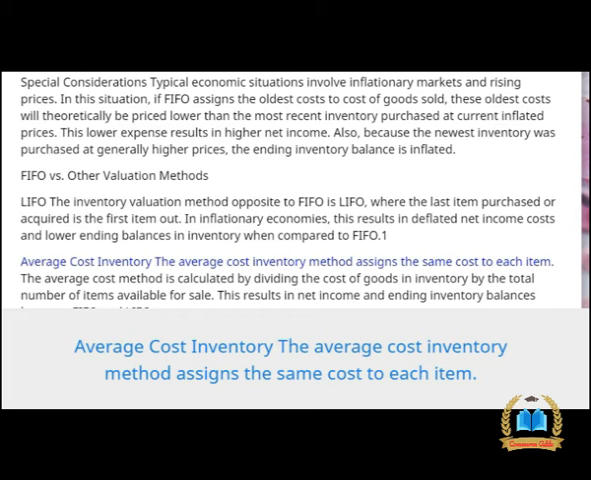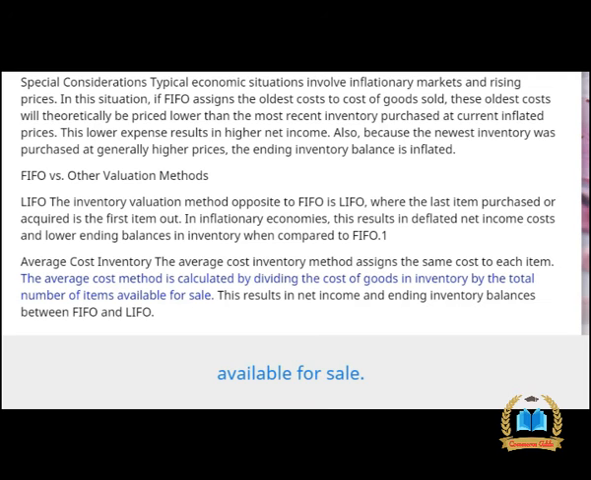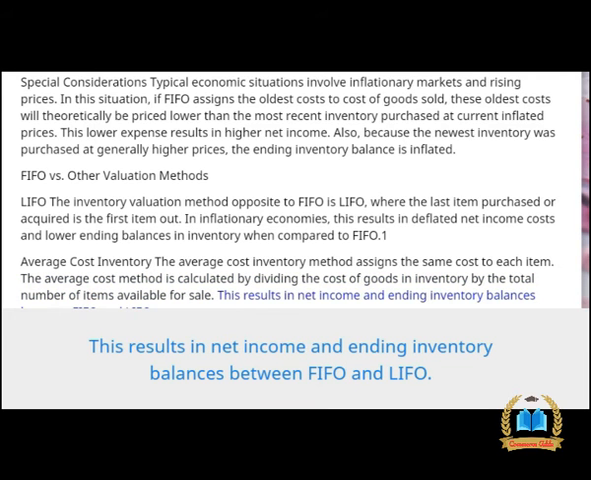Average cost inventory. The average cost inventory method assigns the same cost to each item. The average cost method is calculated by dividing the cost of goods in inventory by the total number of items available for sale. This results in net income and ending inventory balances between FIFO and LIFO.